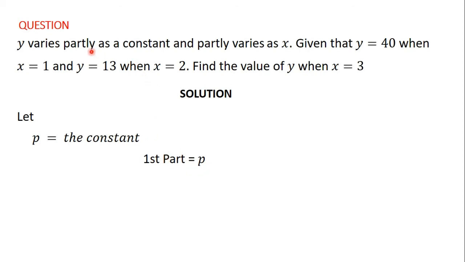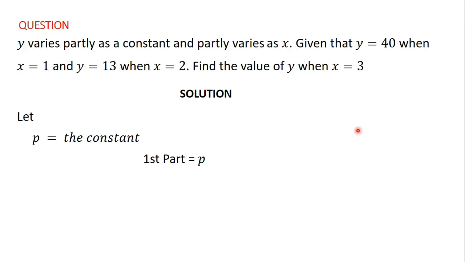For the second part, we are being told that y varies as x, or y varies partly as x. Now, the question did not tell us whether the variation is direct or inverse. If the question does not tell you whether the variation is direct or inverse, it means that it's direct. So if you are being told that y varies as x, it is the same as y varies directly as x. So for the second part, we have a direct variation.